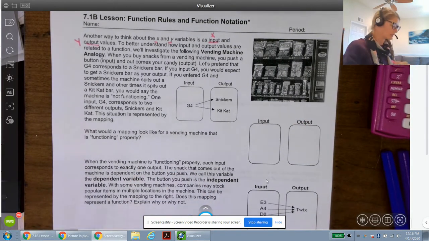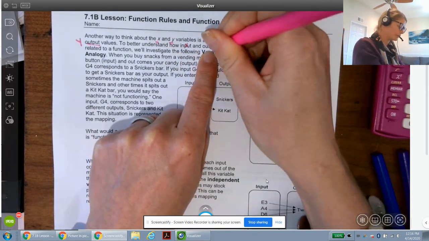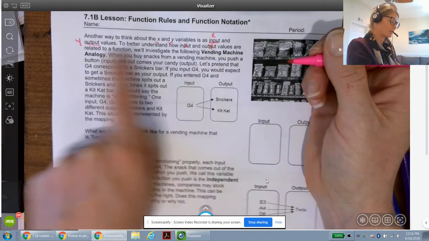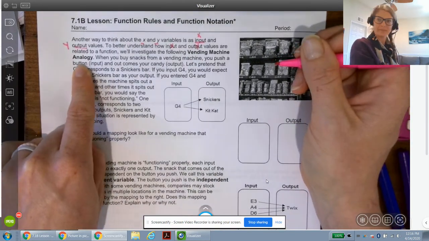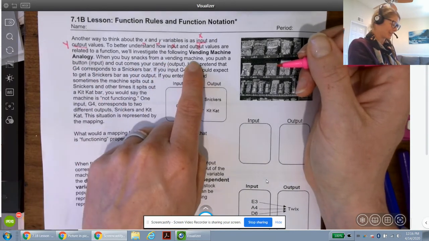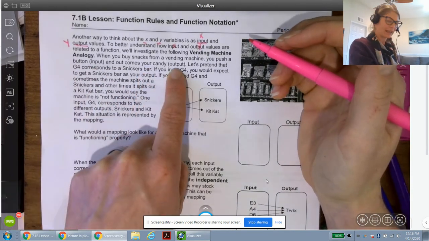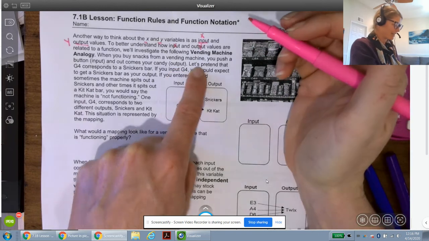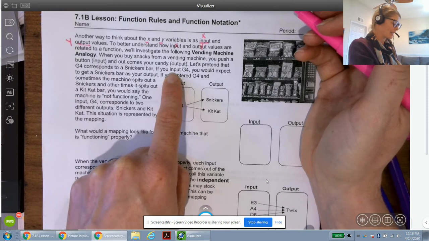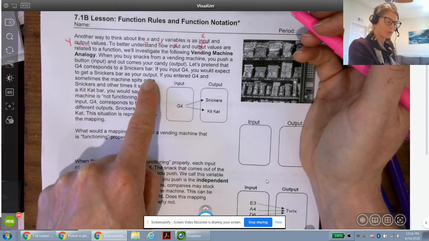To better understand how input, x, and output, y, values are related to a function, we'll investigate the following vending machine analogy. Vending machine snacks. When you buy snacks from a vending machine, you push a button, input, and out comes your candy, output. Let's pretend that G4 corresponds to a Snickers bar. If you input G4, you would expect to get a Snickers bar as your output.